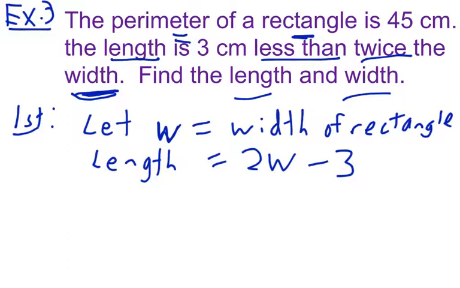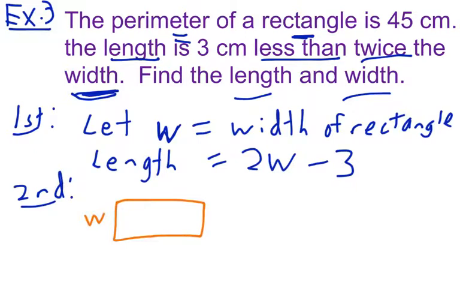Alright, so we're getting somewhere. The second step is to write our equation. I think this one's a little easier if you draw it out. So if we draw a rectangle and label what we know. So let one of your sides be the width, the other side is the length, 2W minus 3. And do you remember what perimeter means? Perimeter is the sum of all the sides. So that means you add all the sides.